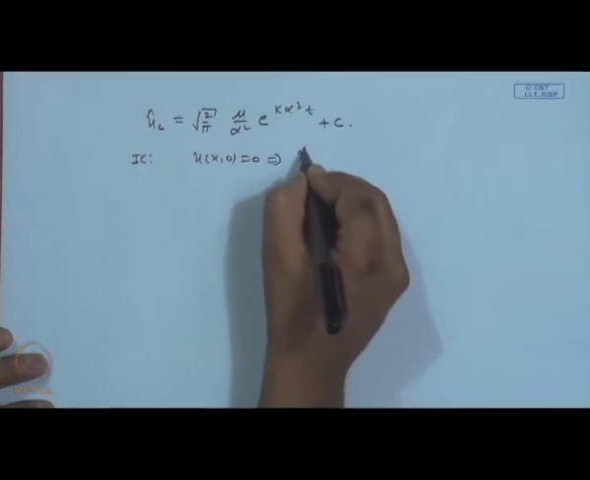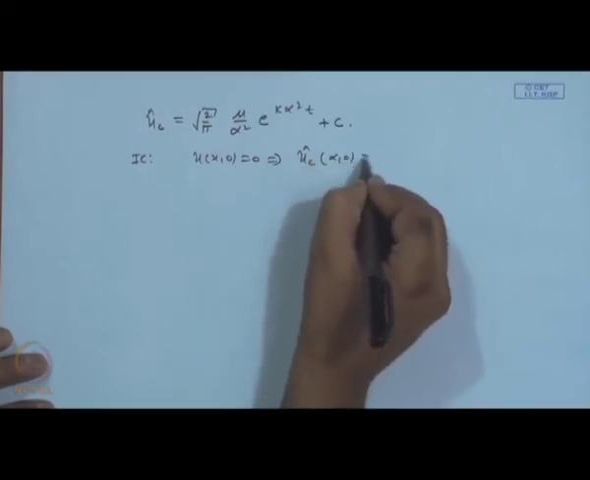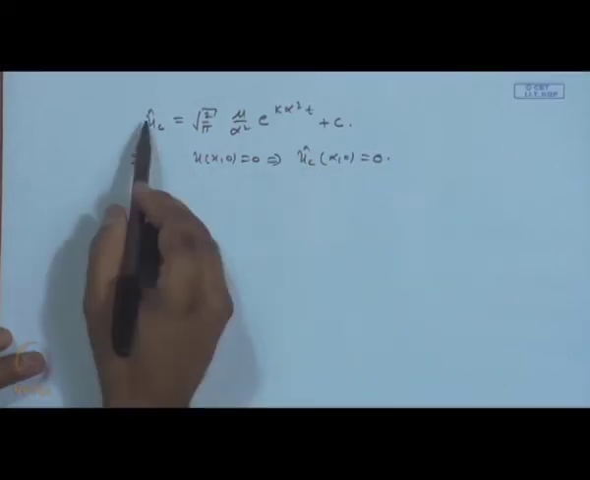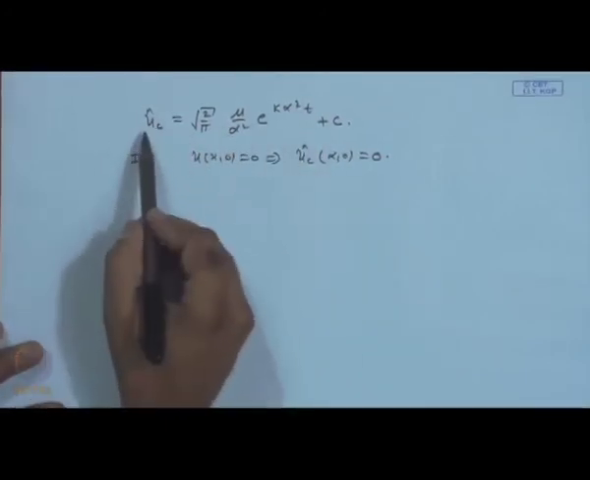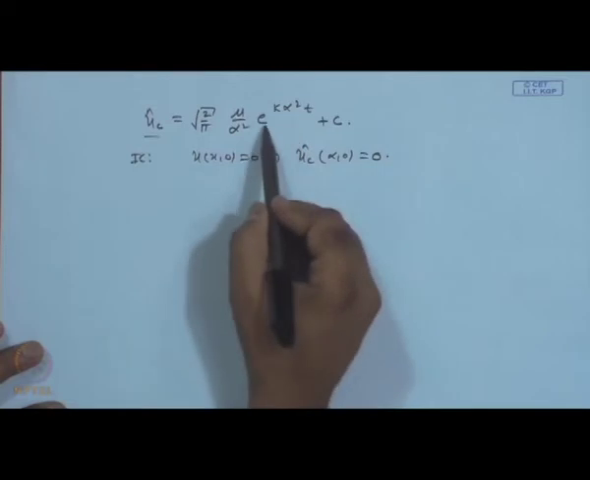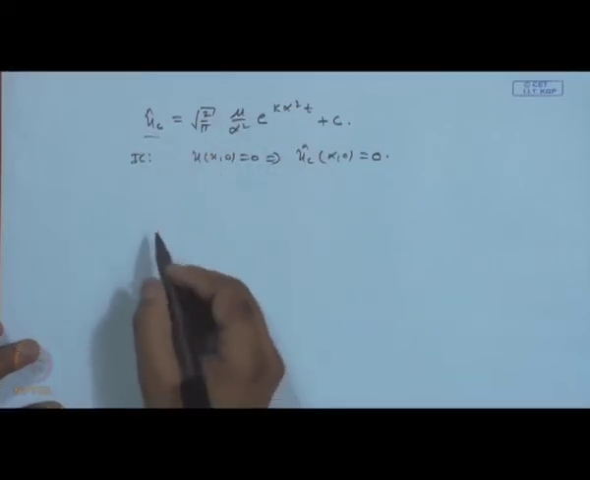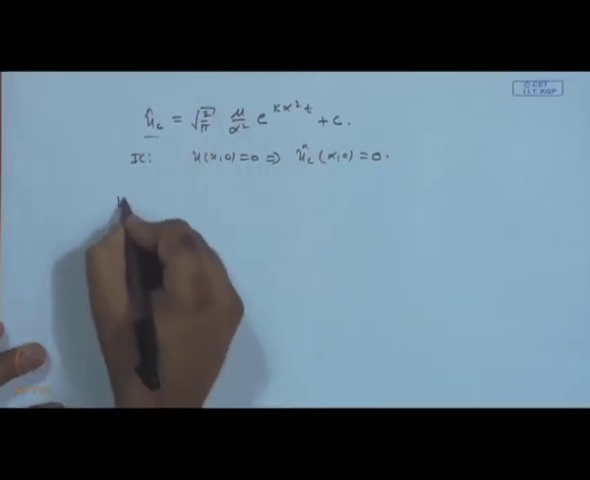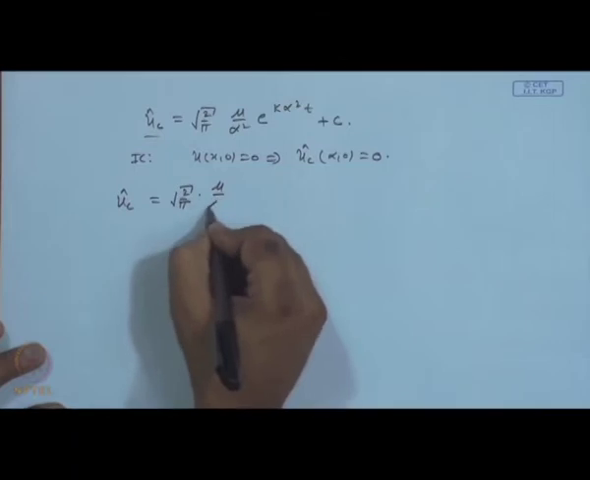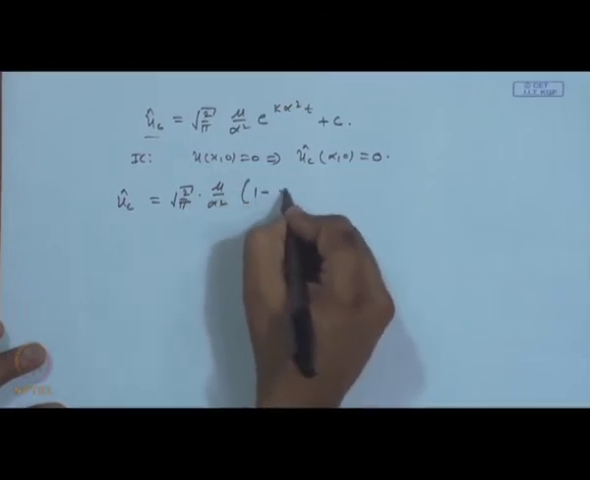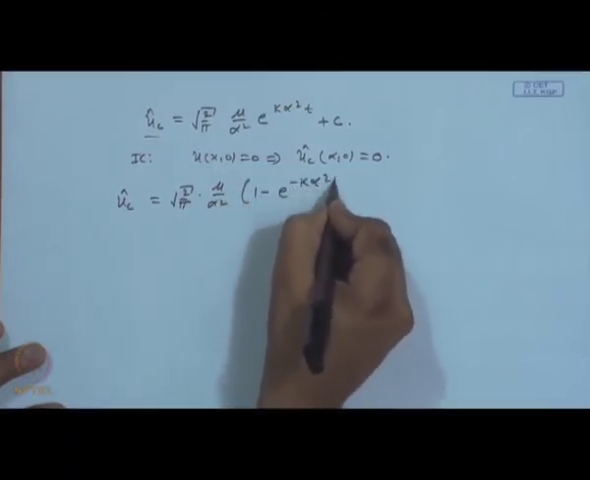So we will get û_c(α, 0) is 0, and if we put it here we will get this c. This is 0 and this will be 1. So c will be minus of this. Then we get this û_c is the square root of 2 over pi, μ over α², times (1 minus e^(−kα²t)).